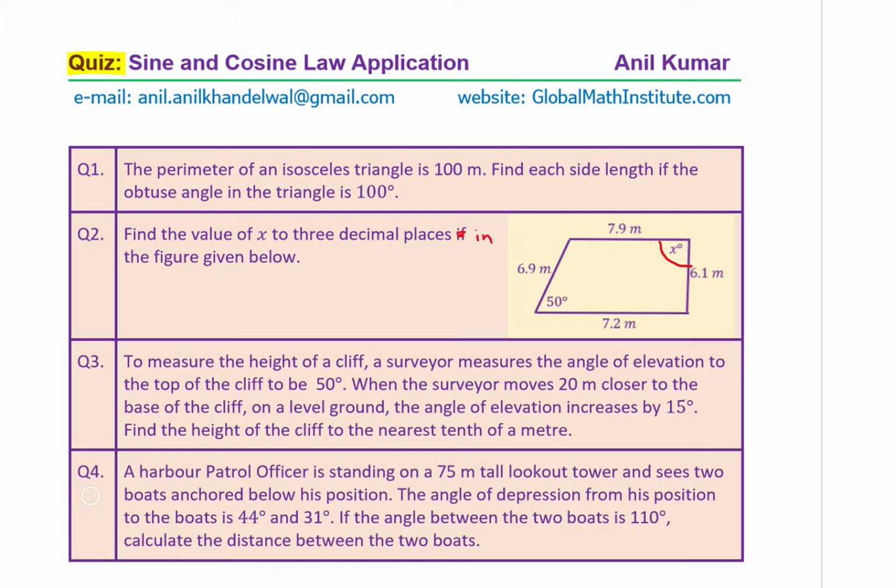Here is question number 4. A harbor patrol officer is standing on a 75-meter lookout tower and sees two boats anchored below his position. The angle of depression from his position to the boats is 44 degrees and 31 degrees. If the angle between the two boats is 110 degrees, calculate the distance between the two boats. You can now pause the video, answer these questions, and then look into my suggestions.